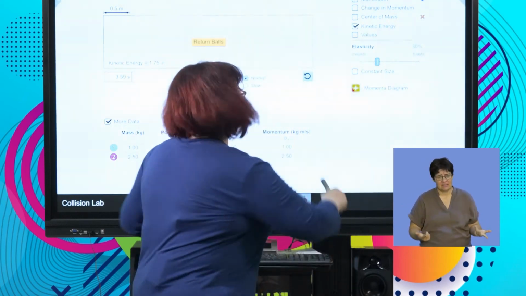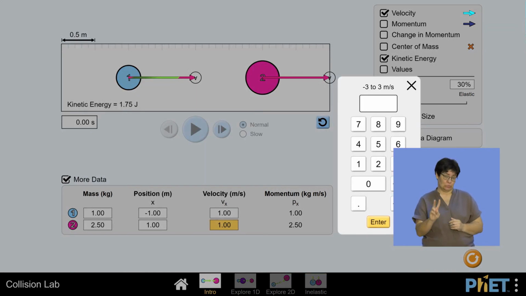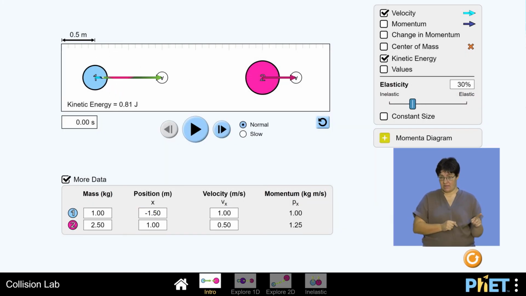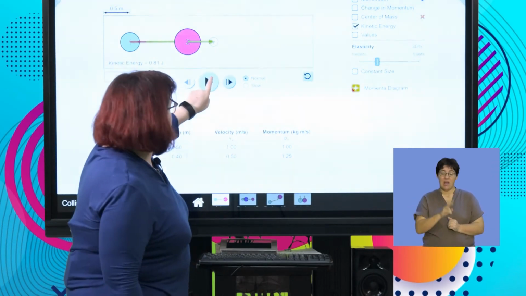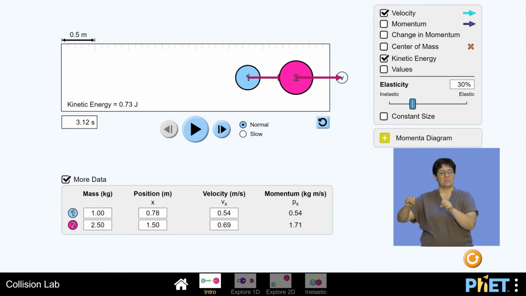So let's reset it. Let's make number 2 go slower. Let's make it 0.5, and let's give 1 a bit of a fighting chance. So I'm going to put 2 a little bit closer to 1, and there's more space for it to try and catch up. Total kinetic energy, 0.81 joules. Let's see what happens. There we go. They collide, but 0.73, so we lost energy again.